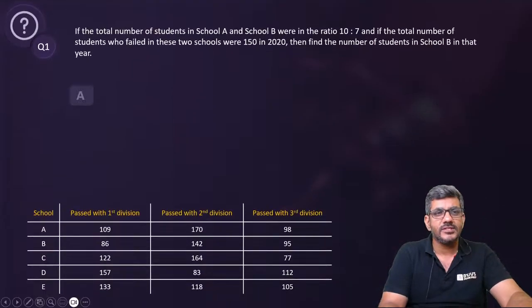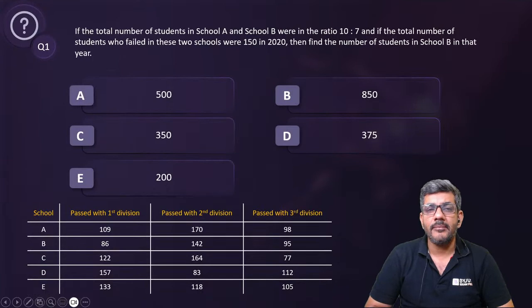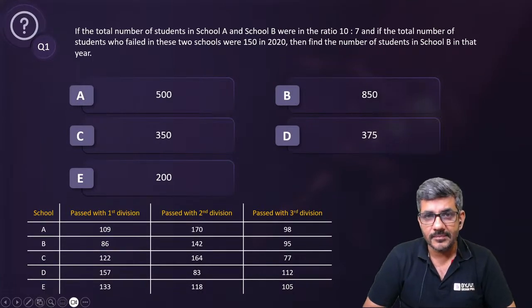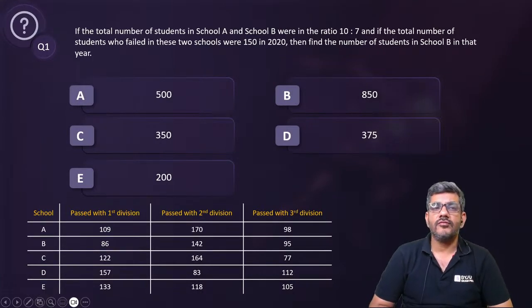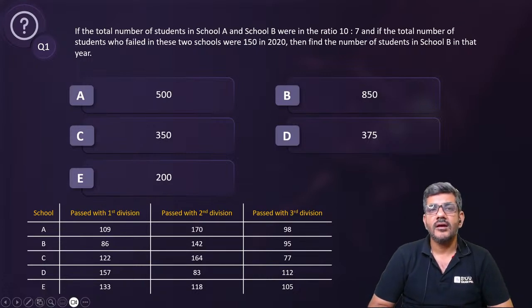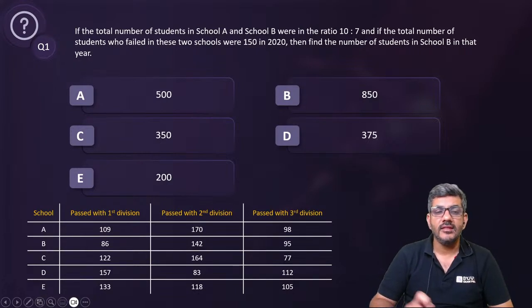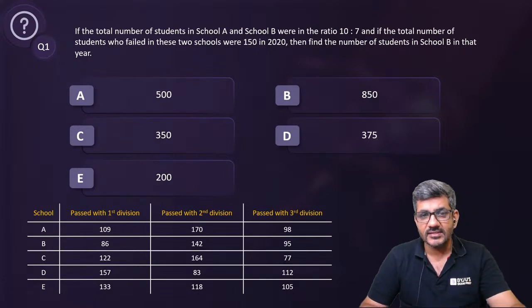Here is the first question for all of you. If the total number of students in school A and B were in the ratio of 10:7, and if the total number of students who failed in these two schools were 150 in 2020, then find the number of students in school B in that year. So please give me the answer.